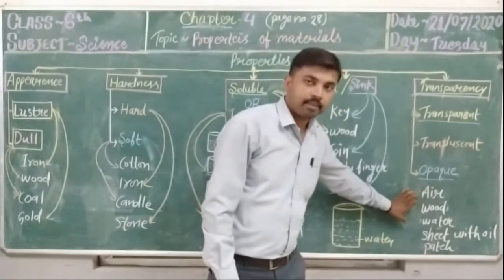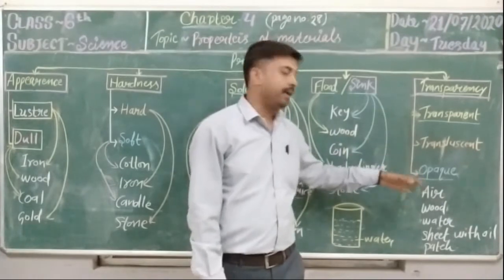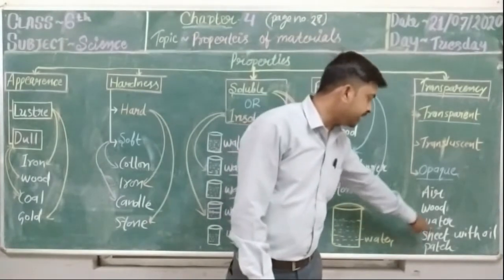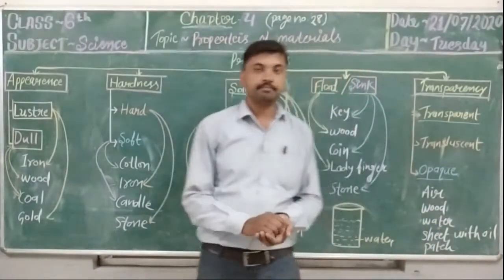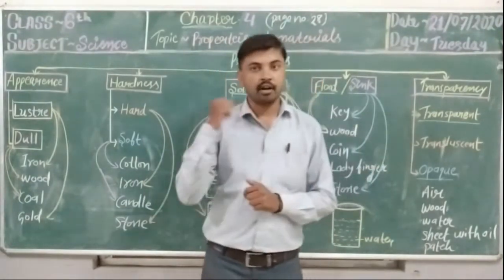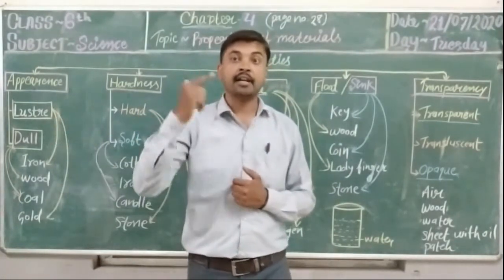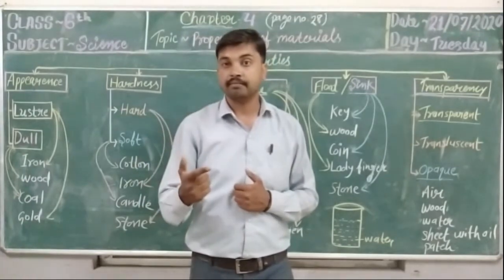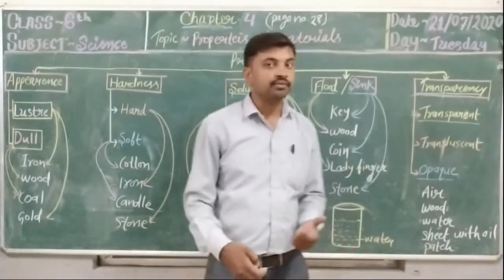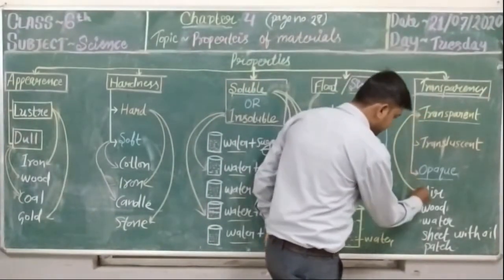Okay, so I take some examples to understand what is transparent, what is translucent, what is opaque. I take some examples: air, wood, water, sheet with oil patches. Okay, so when we talk about air, air is present in our surrounding, in our atmosphere. Can we see the things in our nature across the air? What is your answer? Obviously, yes, because air is a transparent substance. Okay, so air is a transparent substance.